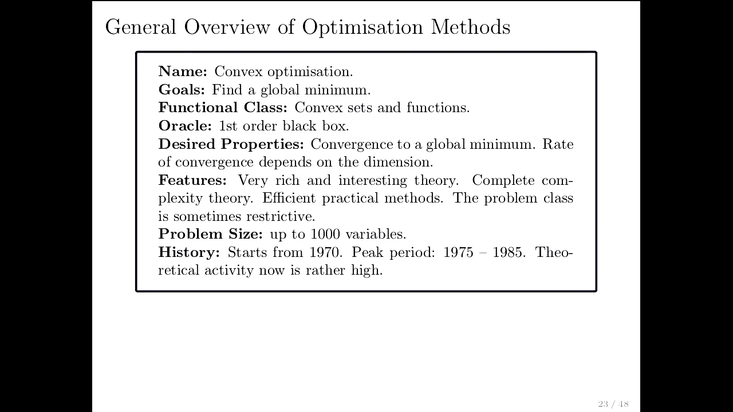Then in convex optimization problems, because of the structure of the problem, we can use nonlinear optimization methods to solve this convex problem, but we end up with a global solution. We are limited to convex sets and functions. We mainly use first-order black box oracles, and we can get different rates of convergence. Usually the first-order methods depend on the dimension of the space in the rate that we converge.